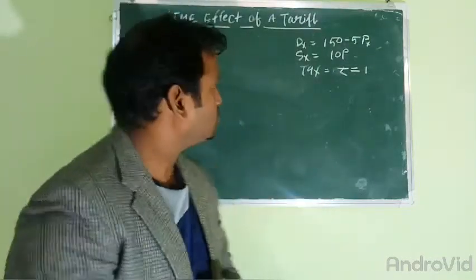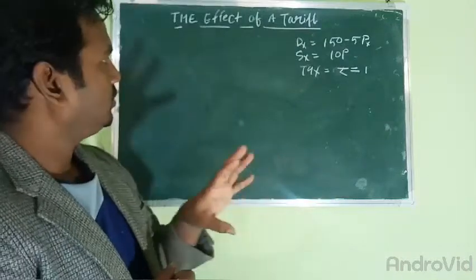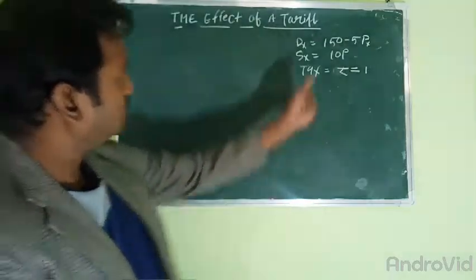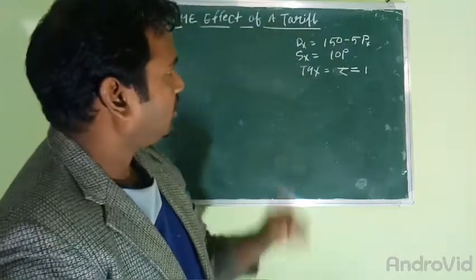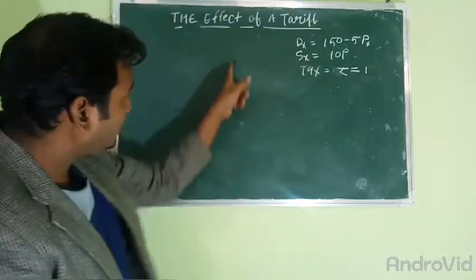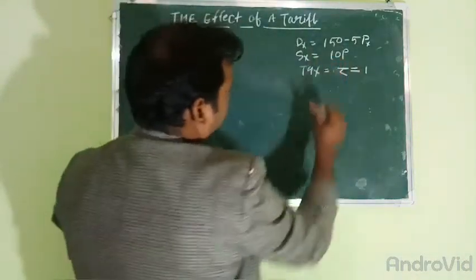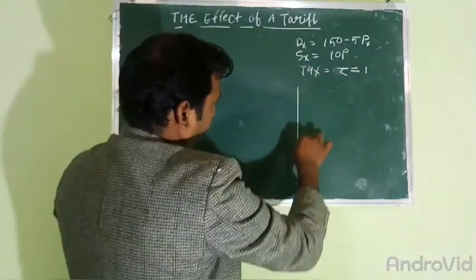It is not a big task; you can find it easily if you have simple knowledge of the calculation method. I am going to give brief knowledge of how you can find the effect of a tariff within 2 minutes. Let's suppose you are given demand as 150 minus 5p and a supply function. You need to draw the demand function and the supply function.